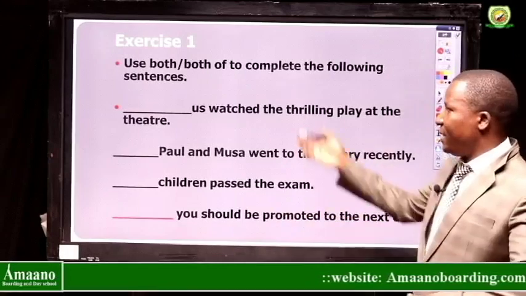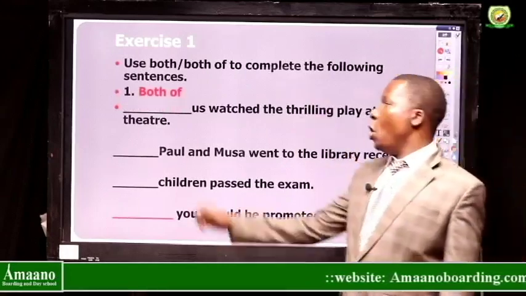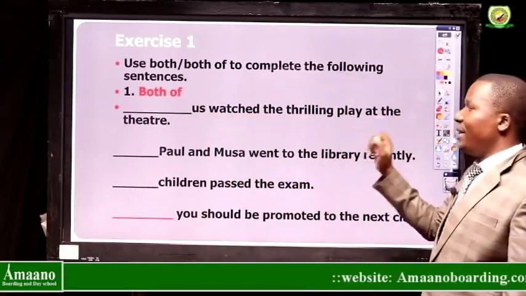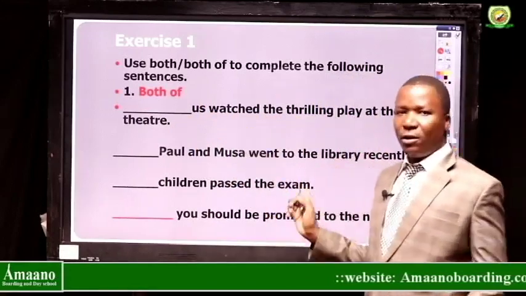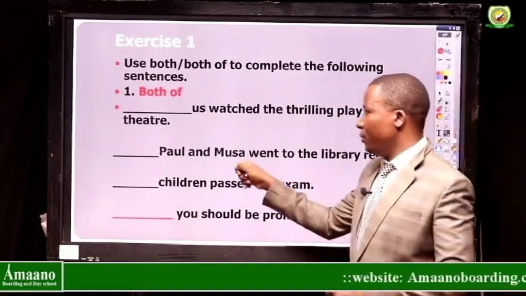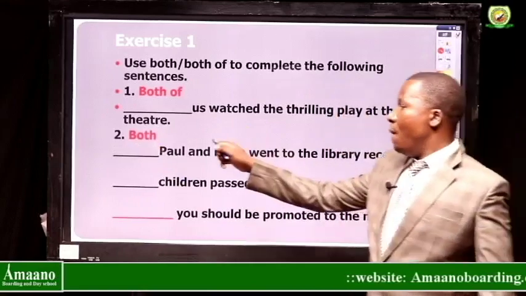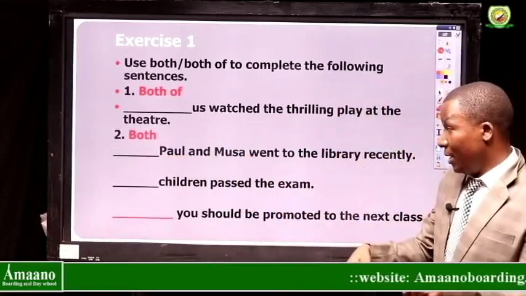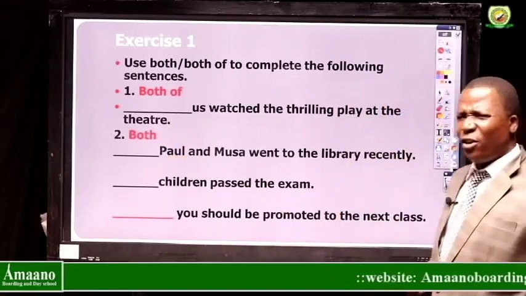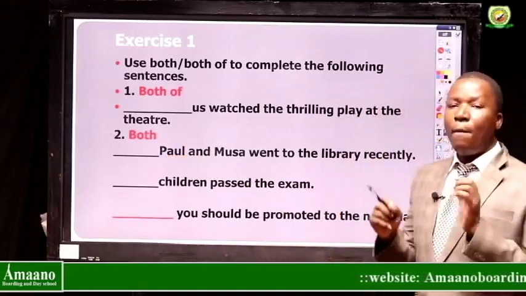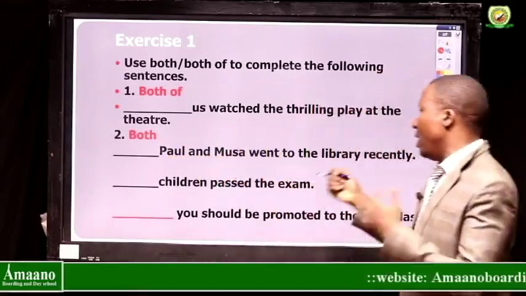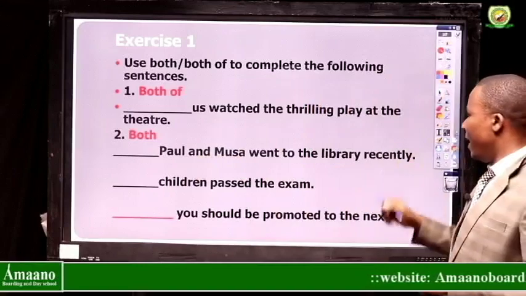So let's look at some of the answers. Number 1, both of us watched the thrilling play at the theater. You cannot say both us. No, no, no. Both of us. Remember what you learned there? Both of us. Number 2, both Paul and Musa went to the library recently. We cannot say both of Musa. No, no, no. Both Musa and Paul. Both Paul and Musa went to the library recently.